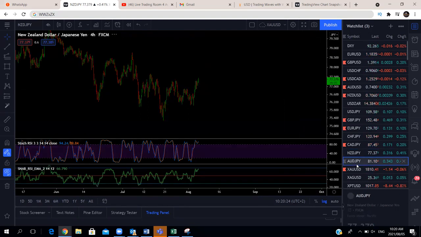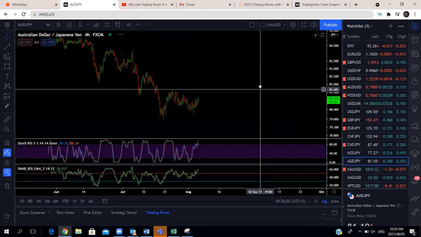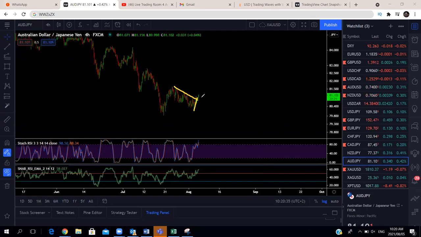Aussie yen. We have been bullish Aussie yen since Monday with the RBA rate announcement. So we're still looking for this to continue up higher.